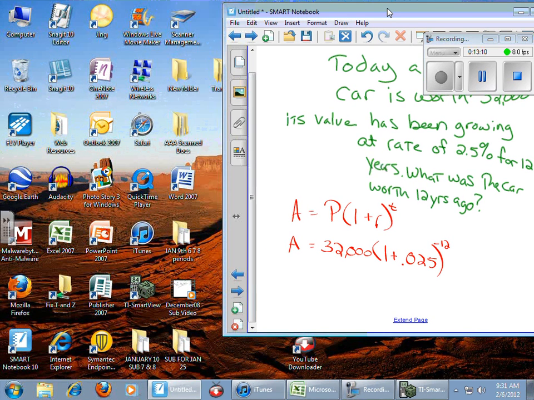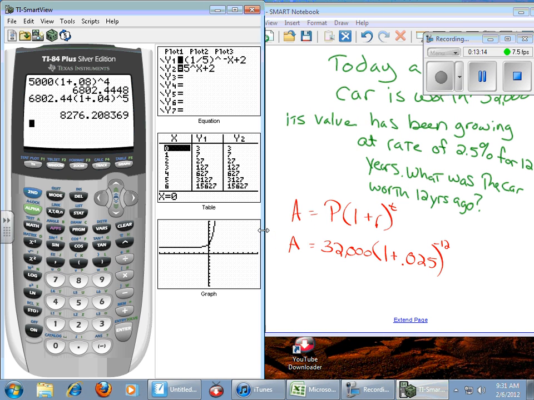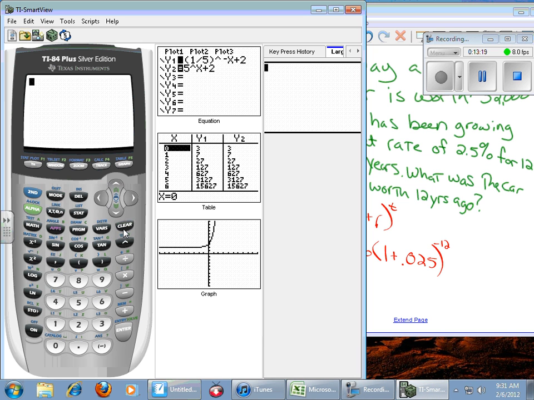I can't find my calculator. There it is. All right. Oops, it won't let me go smaller than that. So let me clear all this out. And I know it's $32,000 times 1 plus 0.025. And I'll raise that to the negative 12th power.